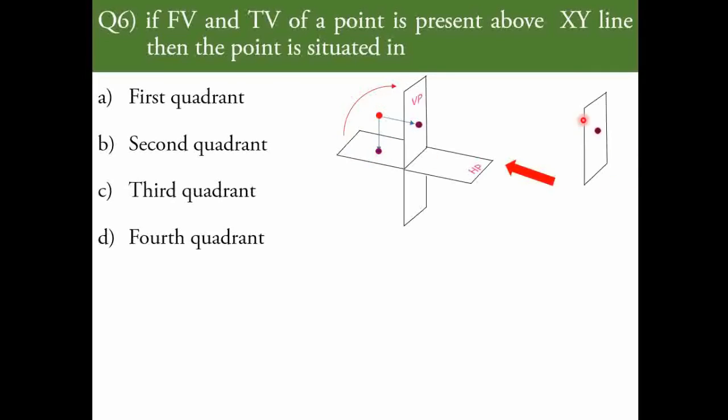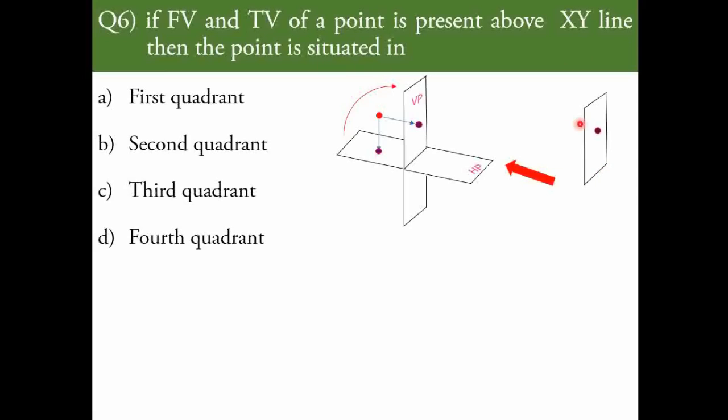So these are the positions of the VP and HP. As per the dimensions, the position of the final front and top view will be at a different location, but it is in the vertical plane. As compared to the reference line, this is the reference line here, both the views are present above the XY line. As per the given condition in the numerical, they have mentioned front view and top view are present above the XY line. Here also the same condition.